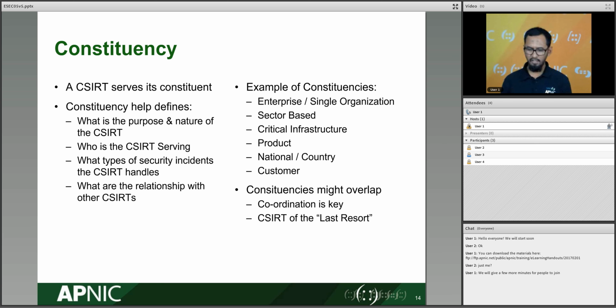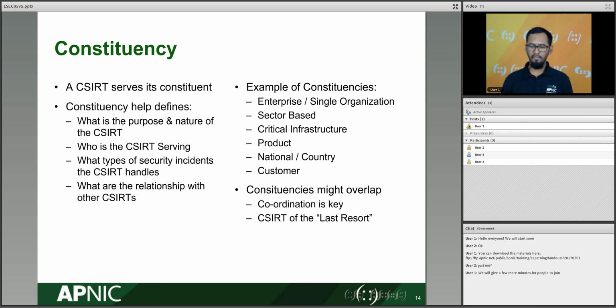You have national or country level CERTs, right? So in our region, you have organizations like JP-CERT or MyCERT, that's Malaysia CERT, ID-CERT or Thai-CERT. So these are all national level CERTs. And they work with a bunch of other CERTs, and they also work on many other issues, right? Not just incident response, but also creating awareness and whatnot.